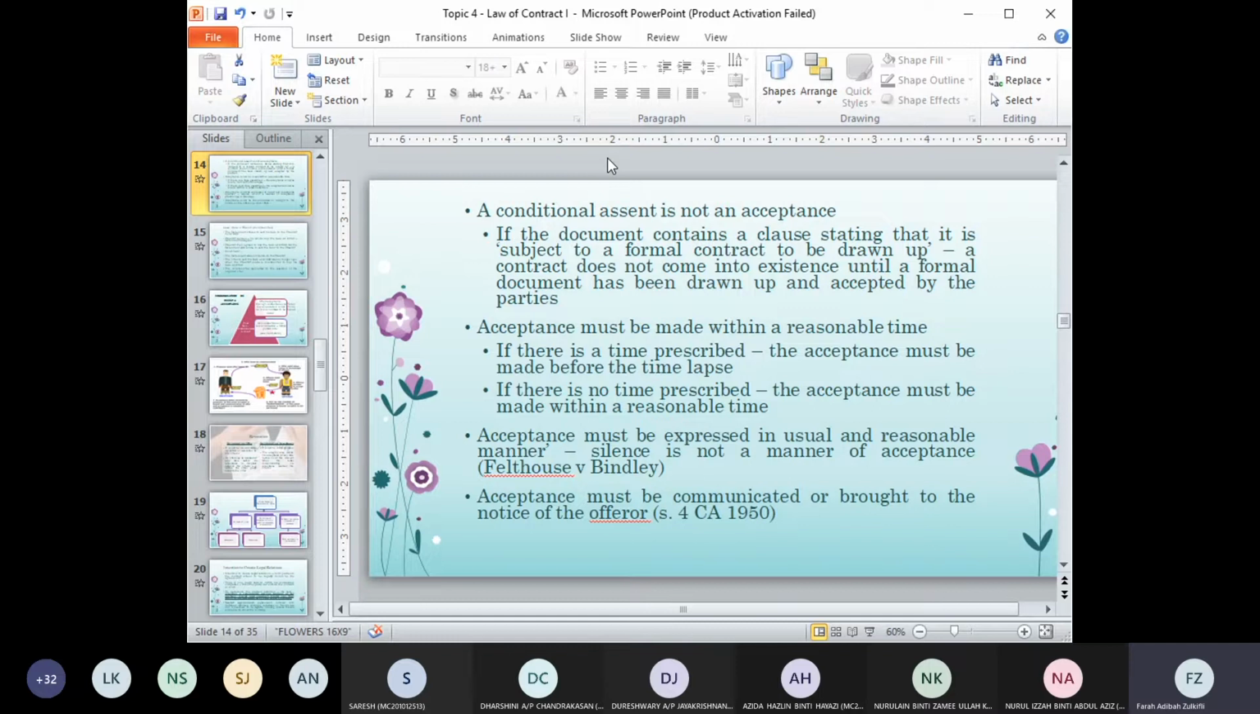So for example, when someone sends you an email offering you something, and when you reply to the email accepting the offer, that is a complete acceptance. It does not need to have any witness. It's only in the situation of oral acceptance that maybe you need a witness, because you want to prove to the court that you have accepted, but you have nothing to show to the court. Then you need a witness. If you have something in writing, you don't need a witness to show that you have accepted the offer.